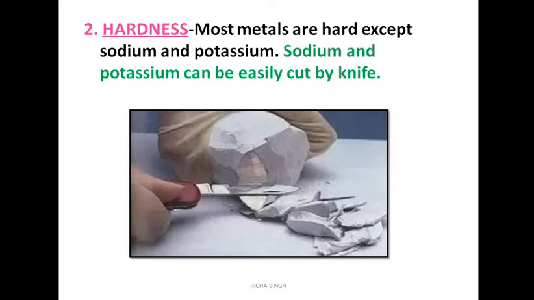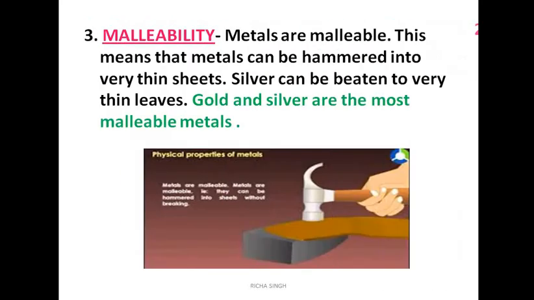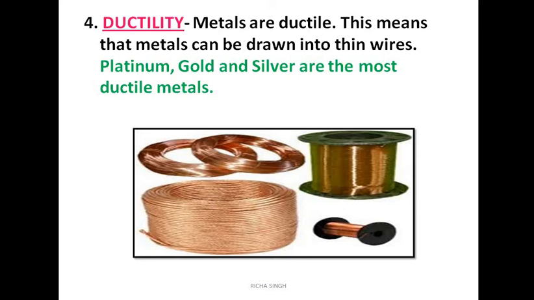These metals are known as alkali metals. They are so soft that they can be easily cut by a knife. Malleability. Metals can be hammered into very thin sheets. Gold and silver are the most malleable metals. Ductility. They can be drawn into thin wires. Platinum, gold, silver are the most ductile metals, but they are expensive. Therefore, we use the next ductile metal, that is copper.